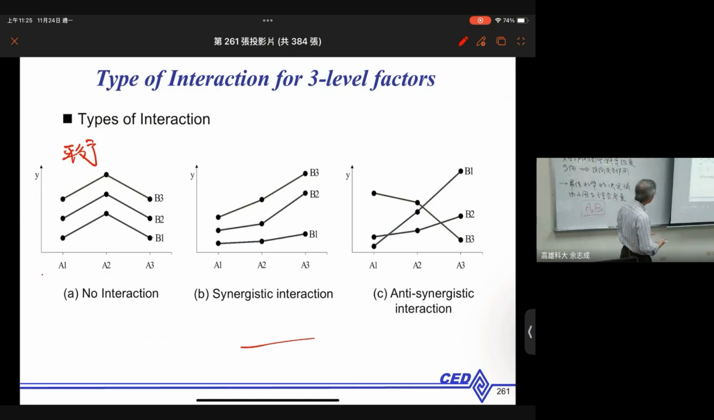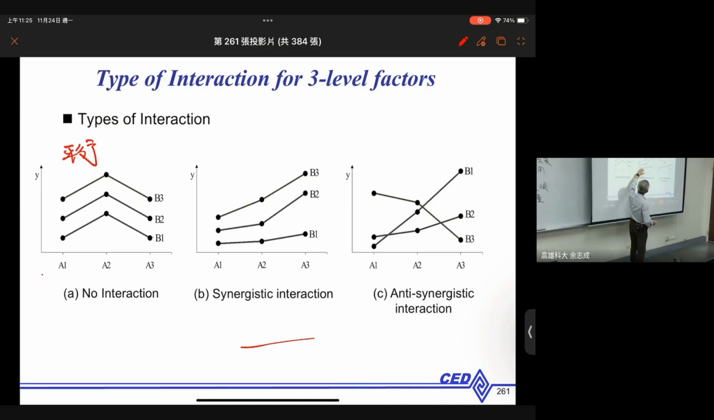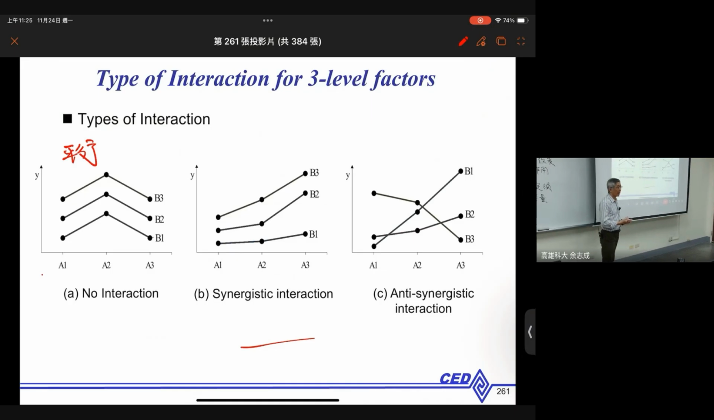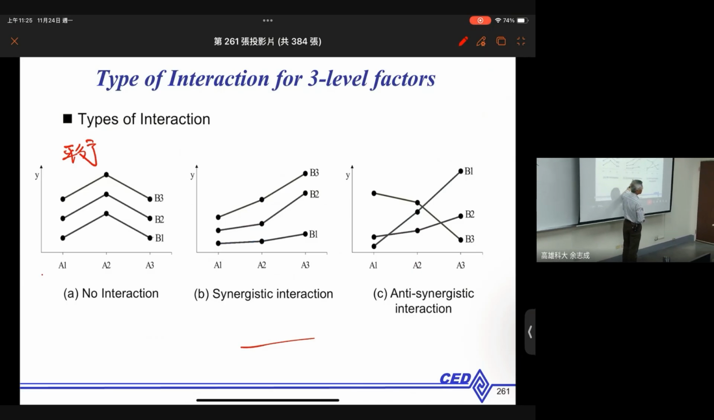But if they are not parallel, like this one, it is not as easy as our previous case where there are only 2 lines to compare. We have 6 lines. Therefore, when they are not parallel, it will be a little bit more complicated to determine how not parallel. But in this case, they are still synergistic. What do I mean by synergistic? The slope signs are still the same: positive, positive, positive. They are all positive.